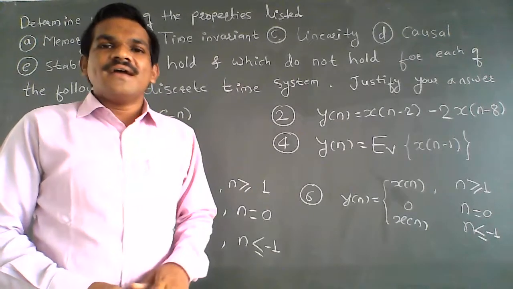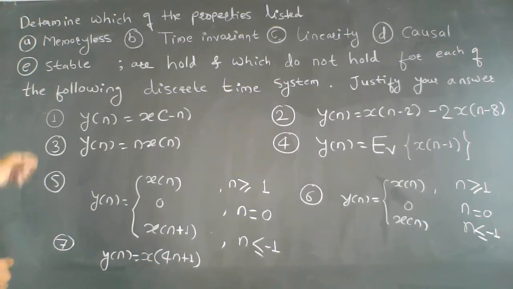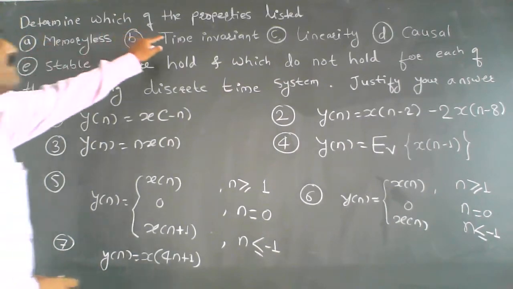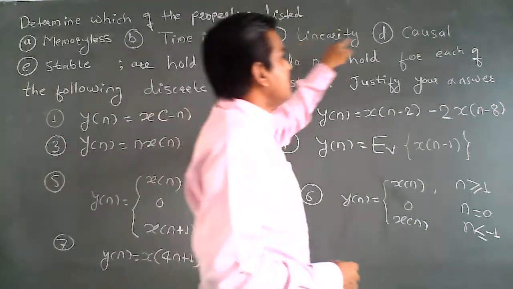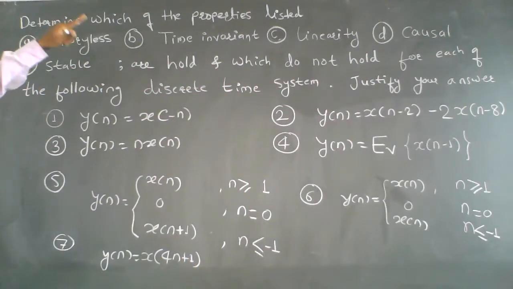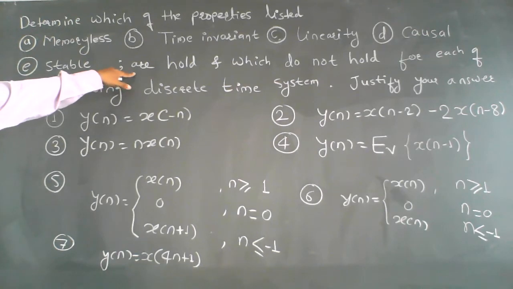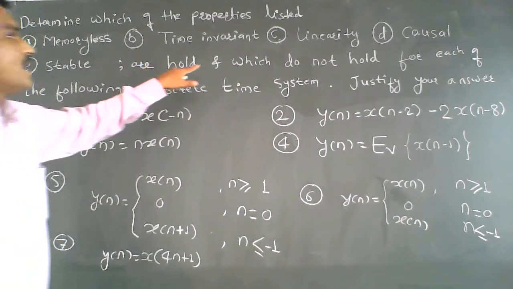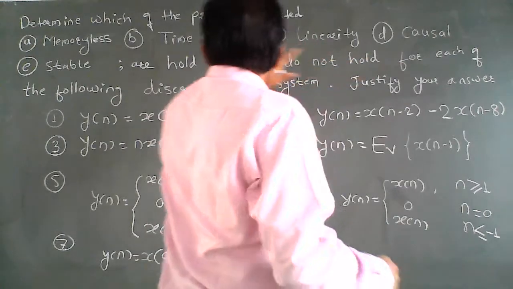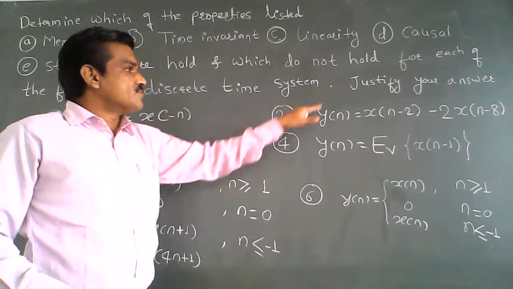Hello everyone. Today we will solve one problem: determine which of the following properties hold for each of the following discrete time systems. The properties listed are memoryless, time invariance, linearity, causal and stable. So these are the systems which are given.